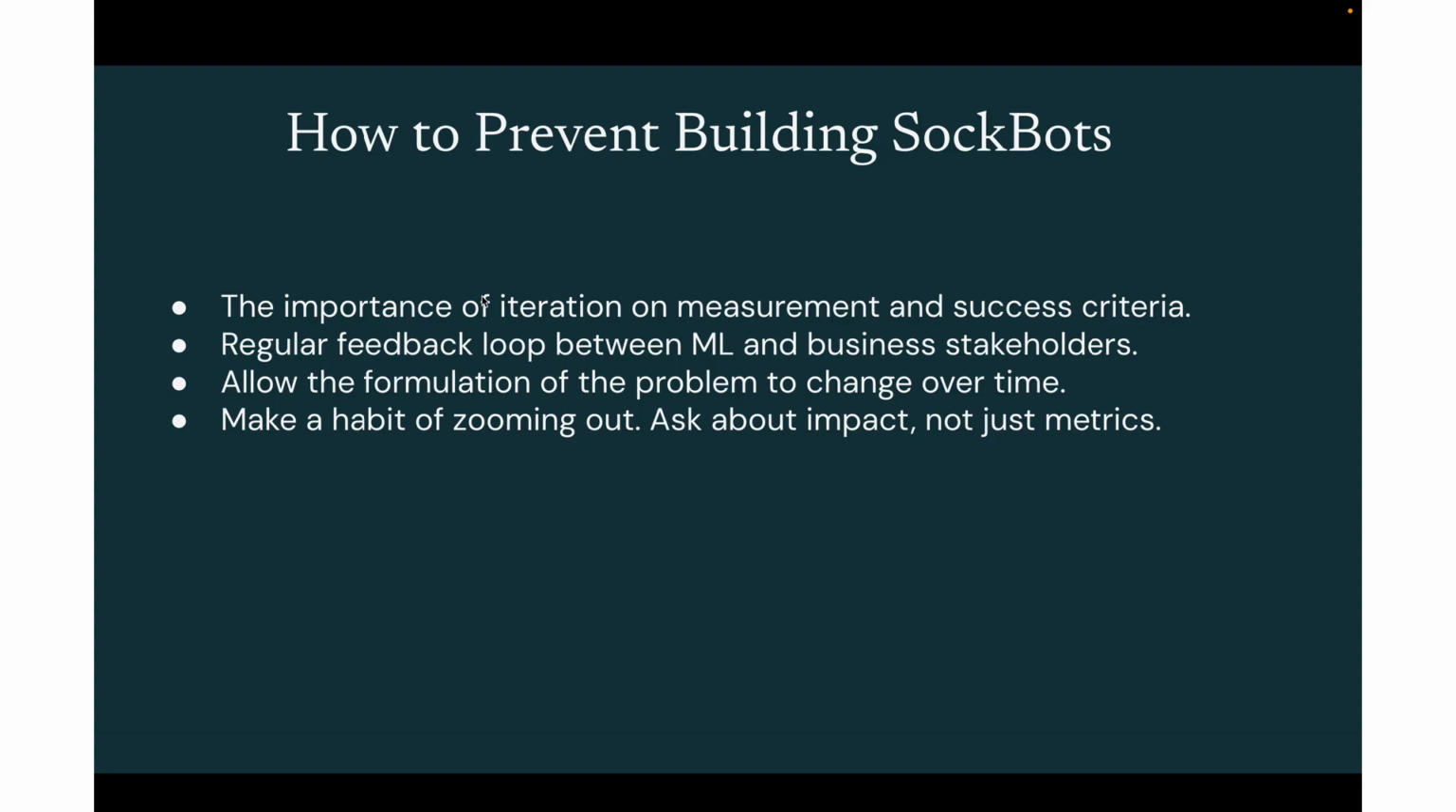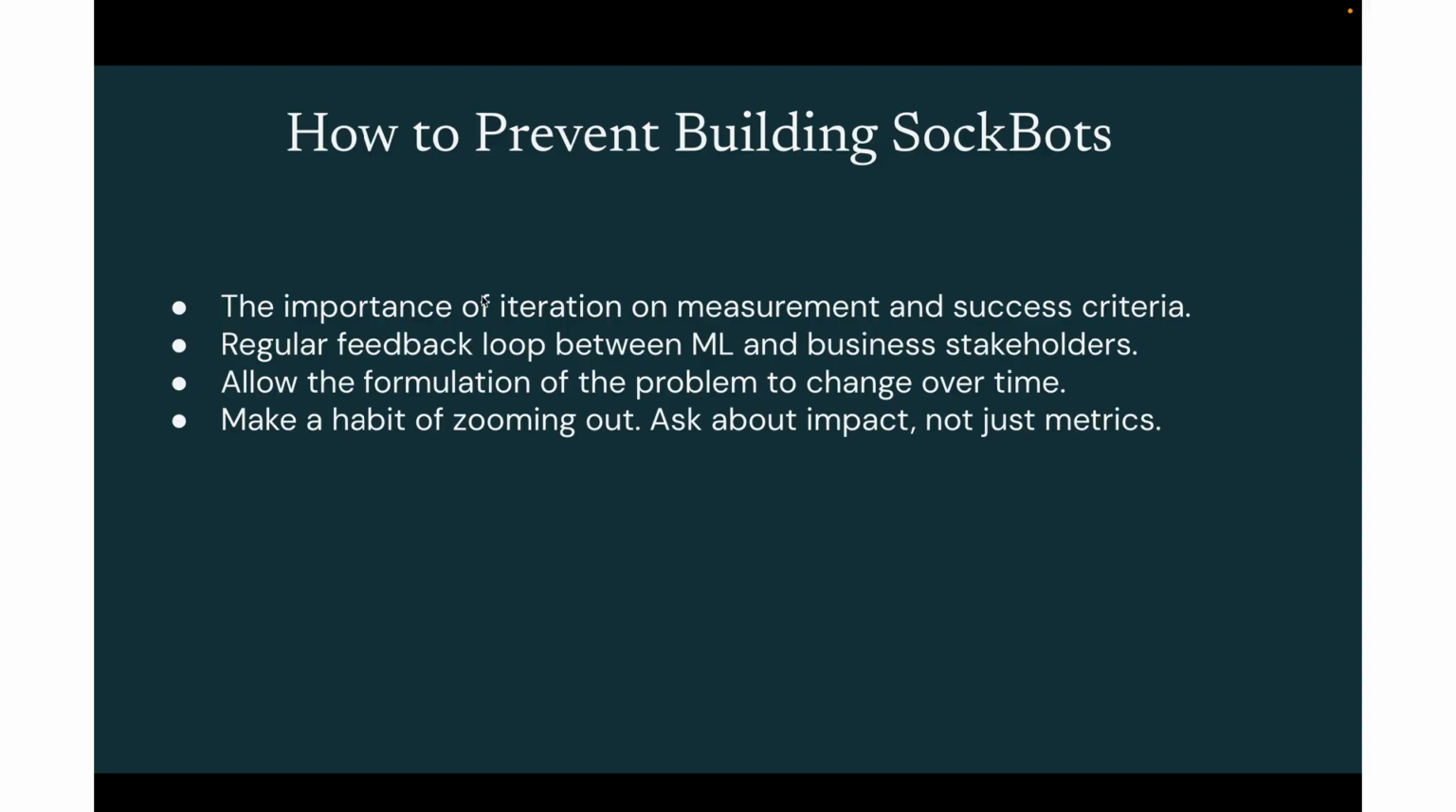Now, how do you do that iteration? How do you set up a situation where that iteration and updating of your success criteria is important? Well, you can't lock your machine learning team in a room and slide the pizzas under the door, even if that's what some of them might prefer. What you have to have is a regular feedback loop between your machine learning team and business stakeholders.